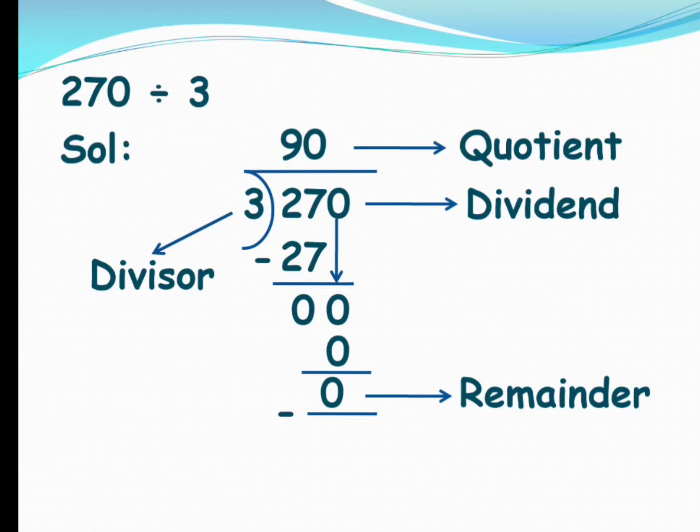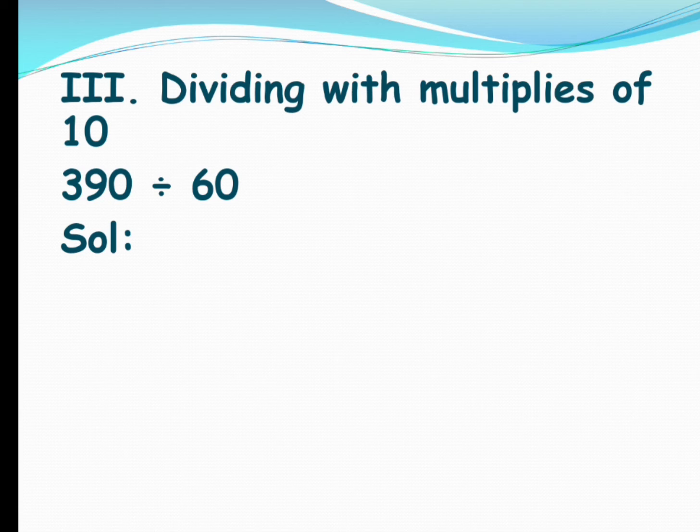Okay, children, so here what you can write: therefore quotient is equal to 90, remainder is equal to 0. In that way you need to write. Okay, this is about dividing with one digit. Let's see the next one, which is dividing with the multiples of 10.